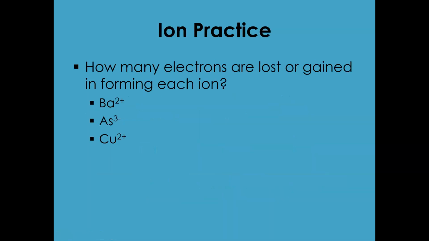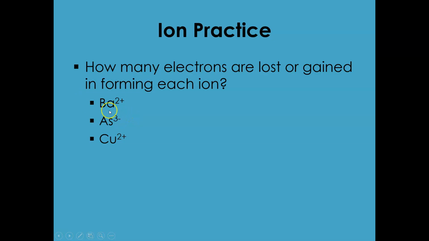So let's just do a quick little practice routine. This is going to be based on looking at a formula for a cation or an anion, looking at what the charge is and figuring out how many electrons were either gained or lost to form that cation or anion. So this is the barium cation. It has a charge of +2.